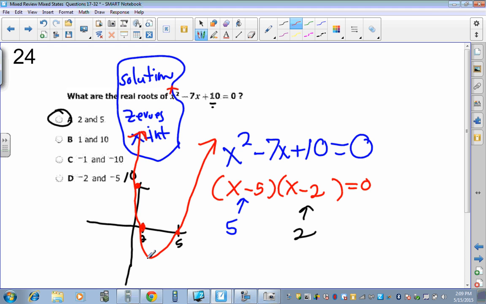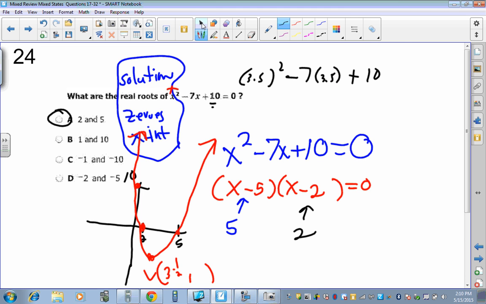They may ask you to find the vertex. And remember, your vertex is always halfway between the two roots. Midpoint, midpoint, what do? Add them together, divide by 2. So 5 plus 2 is 7. 7 divided by 2 is 3.5. And you would plug 3.5 into that thing there to find the vertex. So it's x squared minus 7x plus 10. You plug in 3.5.